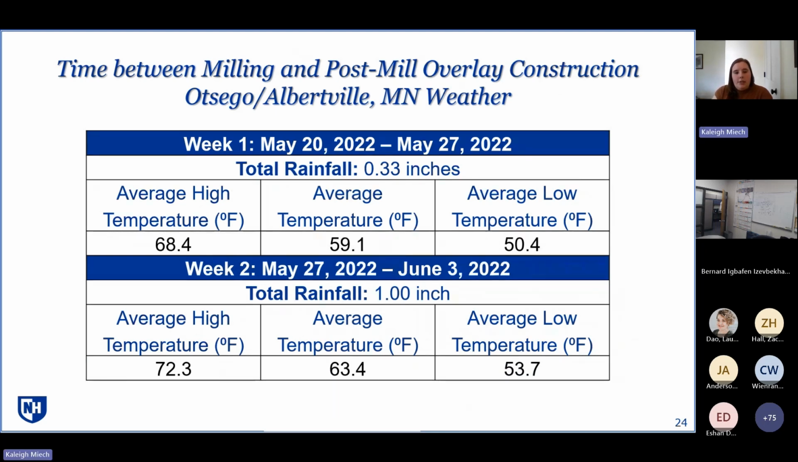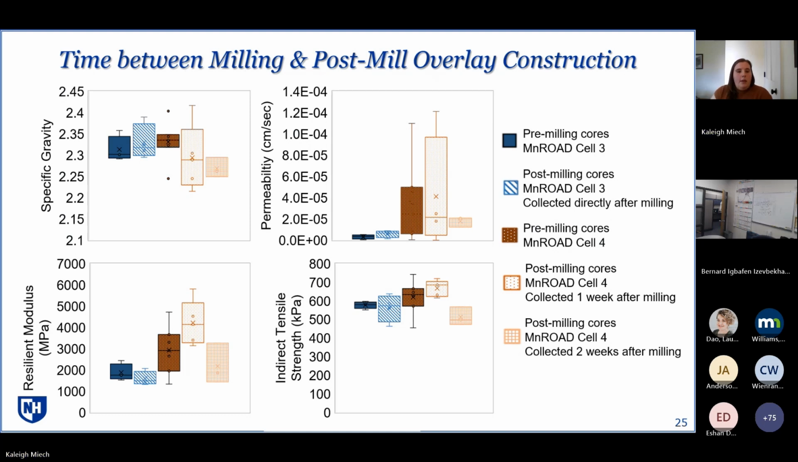Here I have the weather conditions that these cells experienced in the 2 weeks between core collection. So we can see that the temperatures are not in the freezing range, and there was minimal rainfall throughout the 2-week period. These are the results for the evaluation of this parameter.